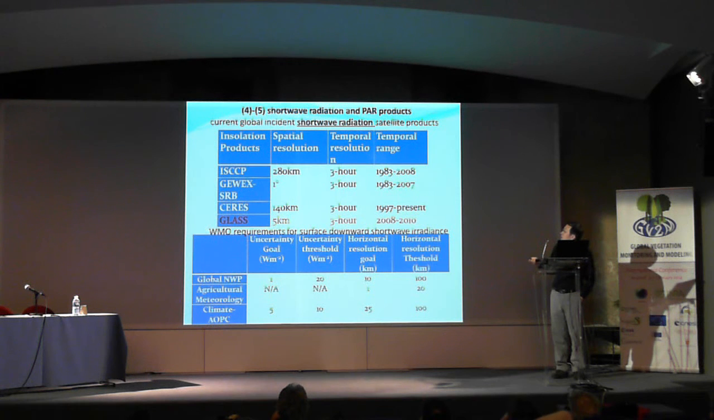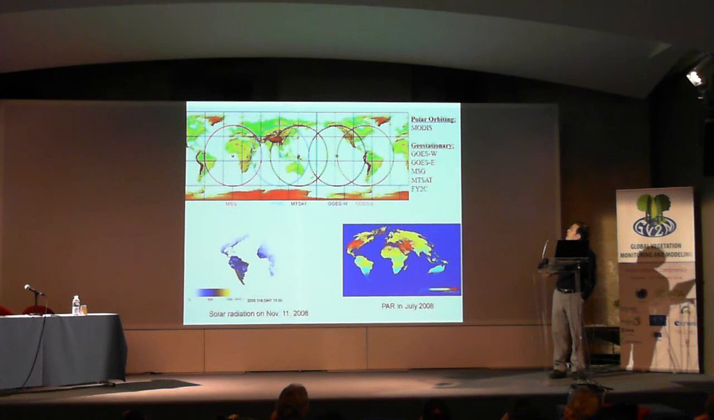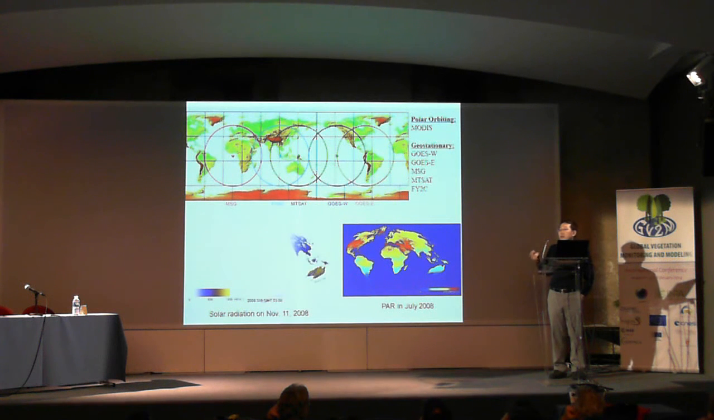So why do we need high spatial resolution? Here I put in the WMO requirements for shortwave radiation. For the 3 applications here, the worst spatial resolution, that's the threshold, is from 20 kilometers to 100 kilometers. But the best resolution will be from 1 kilometer to 25 kilometers. So most of those products cannot meet the requirements. So what we did is to combine MODIS with several geostationary satellite data so that we can generate the radiation every 3 hours. Otherwise, we won't be able to do it.